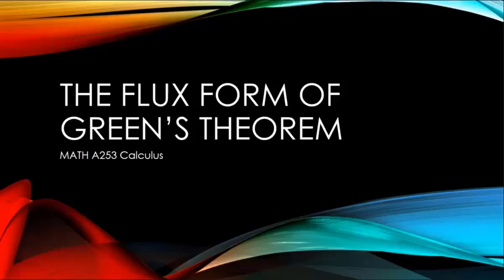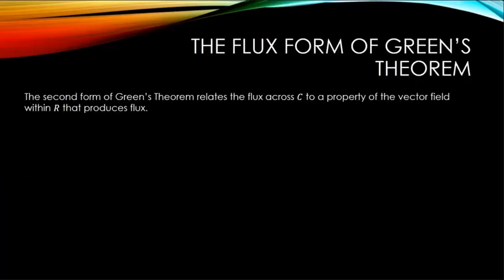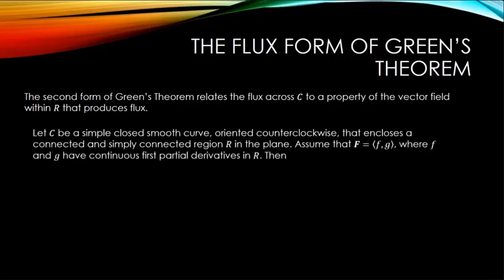In this video, we're going to look at the flux form of Green's theorem. The second form of Green's theorem relates the flux across C to a property of the vector field within R that will produce the flux. We're going to let C be a simple closed smooth curve oriented counterclockwise that encloses a connected and simply connected region R in the plane.